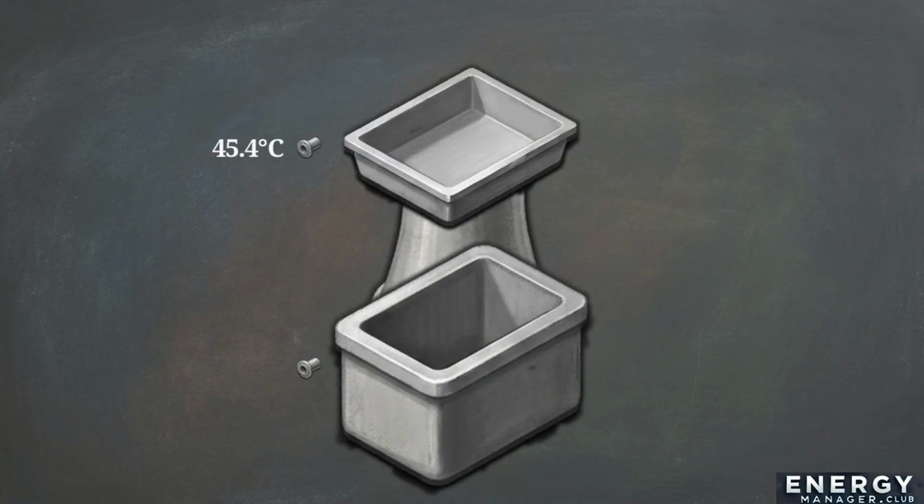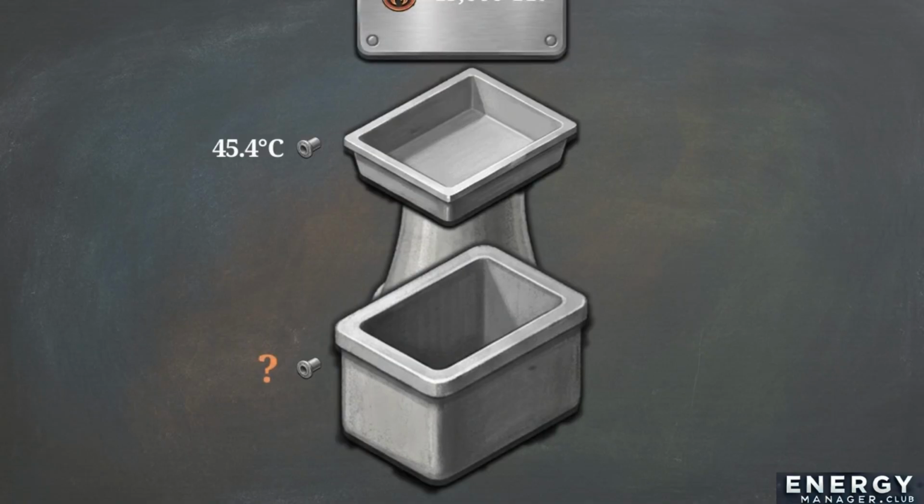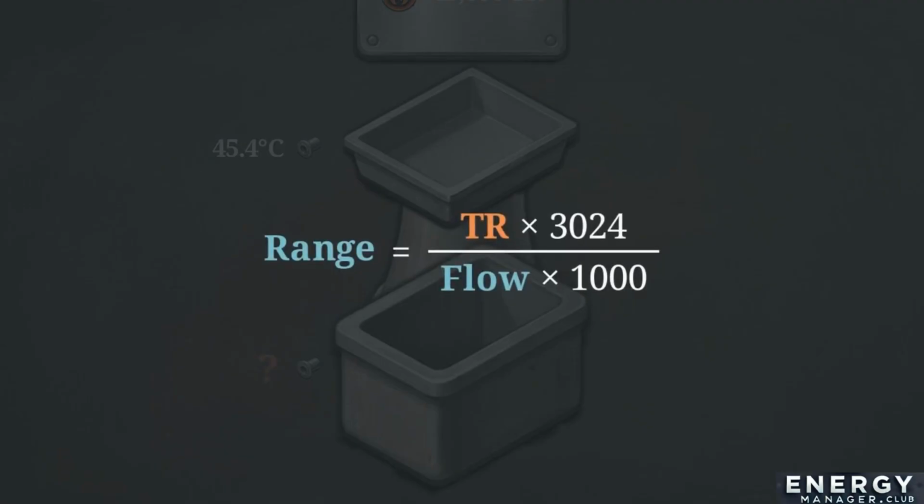This schematic shows our second roadblock. The problem omits the final cold water temperature, instead providing a total heat rejection value of 45,000 tons of refrigeration, or TR. To bridge these units, we use a specific conversion formula. Range equals the TR multiplied by 3024 divided by the total flow times 1,000.